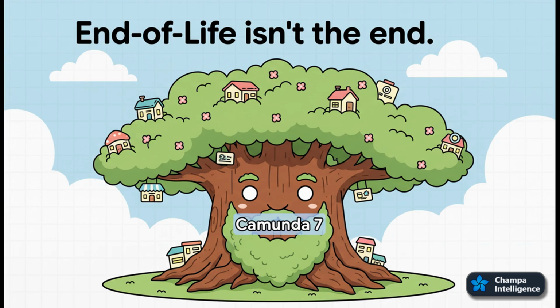But let's be real here. There are thousands of absolutely critical systems running on Camunda 7 right now, and frankly, a lot of them have zero business reason to migrate to a complex cloud-native architecture. They're stable, they work perfectly, and they're going to keep running for years and years to come.